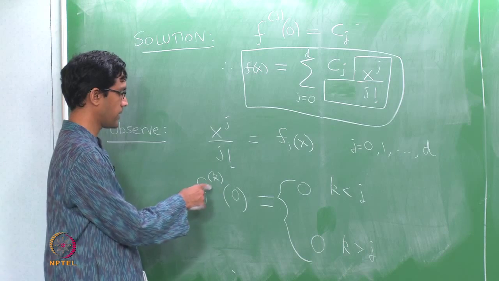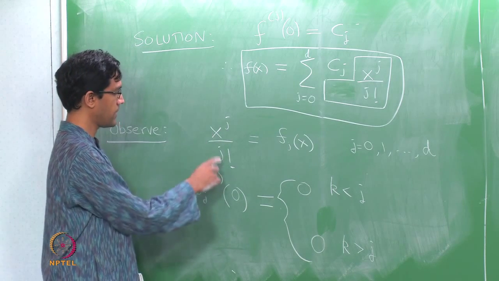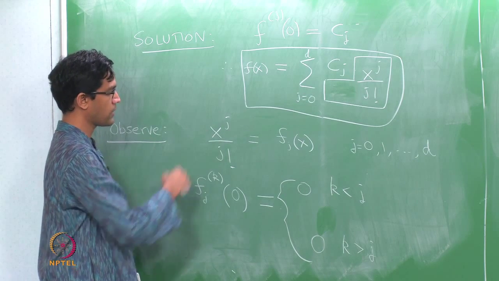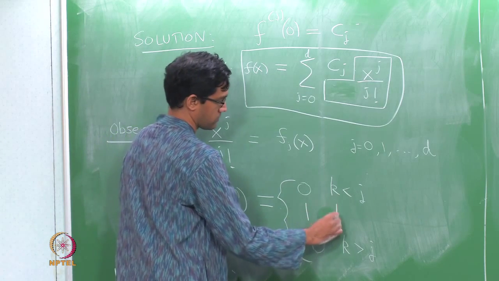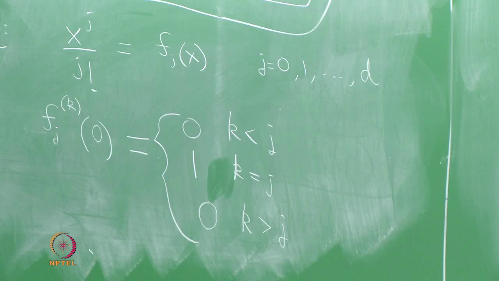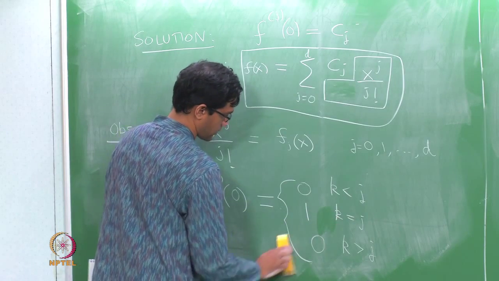But if you subject it to exactly j derivatives, then this is going to give you j into j minus 1 into j minus 2 and so on each time you take a derivative, and when you plug in x equal to 0 you will get exactly 1. So let us just rewrite this: the kth derivative of fj at 0 is 1 if k equals j and 0 if k is not equal to j.